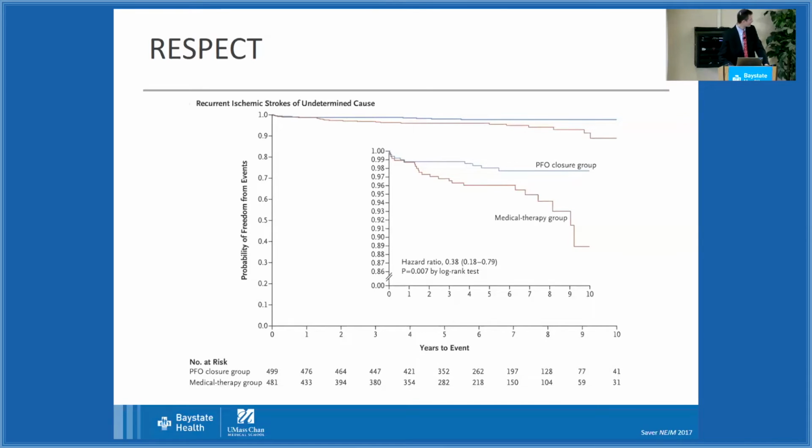And you can see here, the group that had PFO closure was much more likely to be free of stroke than the group that had medical therapy with no PFO closure. Okay? So really effective at preventing stroke. So you say, Andy, that's great, PFO closure is a great way to prevent stroke. Is the story over? No, it's not, because as we mentioned earlier, we are part of some major research trials. And so there is a lot of motion in this space.